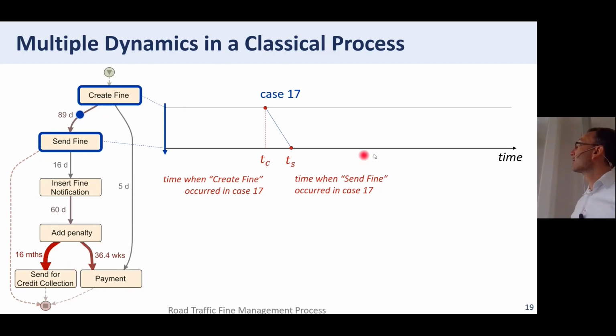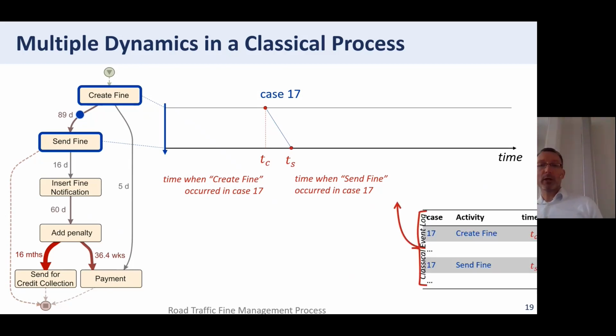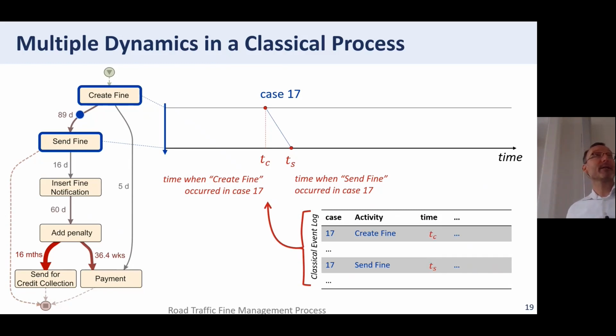So I have the time axis on the x-axis. On the y-axis, I'm putting create fine as an activity, and here's send fine. If I have a case that was a create fine at time tc, sometime later it reaches send fine. So I can draw this diagonal from this point to that point. Super simple. All I need for this is my classical event log: case identifier, activity, time, nothing else.